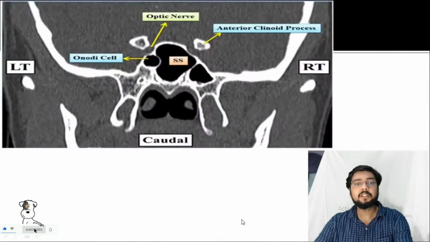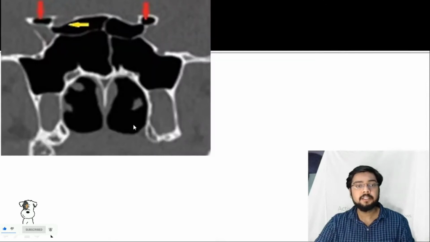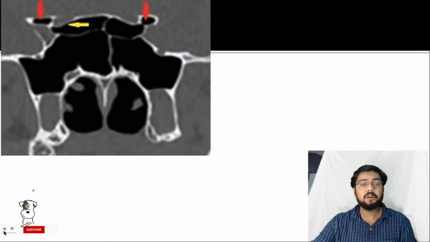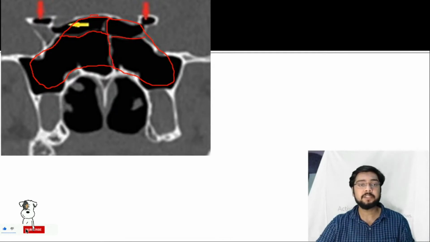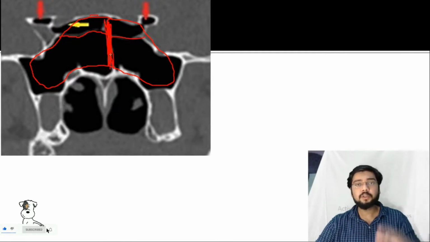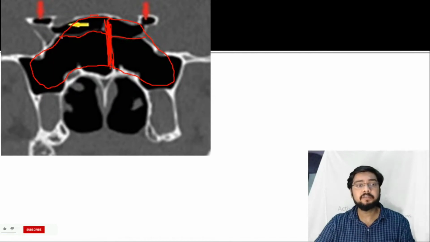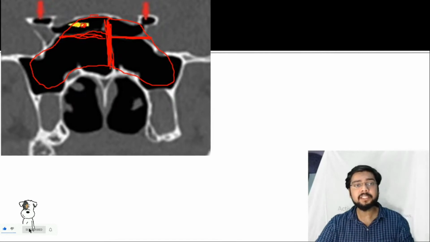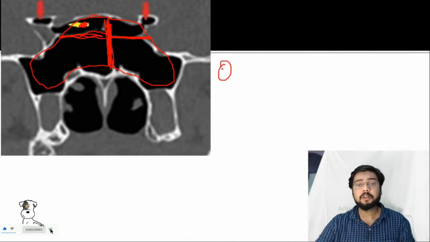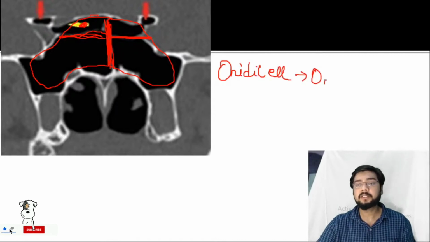The easiest way to identify Onodi cell is if there is any horizontal septation in the sphenoid sinus. If this is your sphenoid sinus and there is a horizontal septation like this, then you would say that your Onodi cell is present. This vertical septation is always there; this is the intersphenoidal septum. But if there is any horizontal septation like this, you will say that Onodi cell is there. And what is the importance of Onodi cell? It is related to the optic nerve.